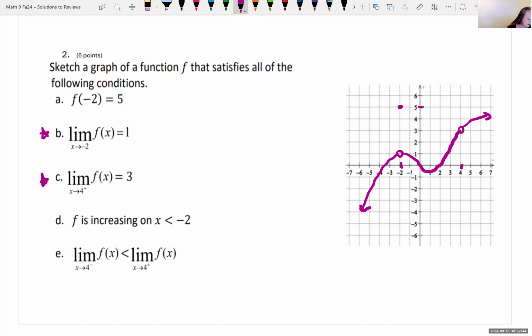Okay, so let's come back over here. It says the limit as x is approaching 4 on the right is 3. So that works. F is increasing on x is less than -2. So I have that. I have it increasing other places, but it doesn't tell me that that's the only place where it's increasing. So I believe my graph is okay there. And the limit as x is approaching -2 is equal to 1 when f of -2 was 5. So here is an example of a graph that satisfies all of those conditions.